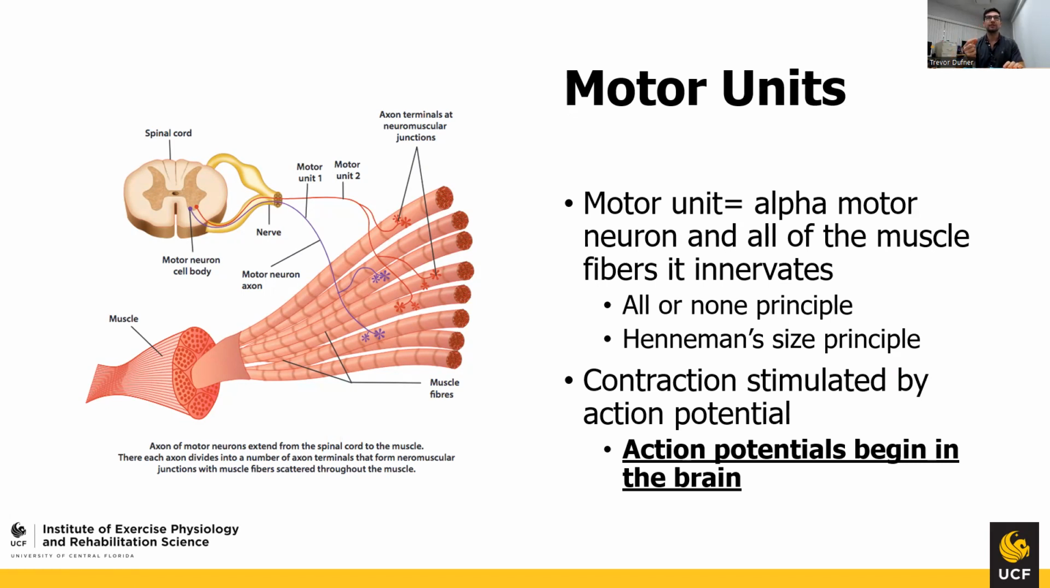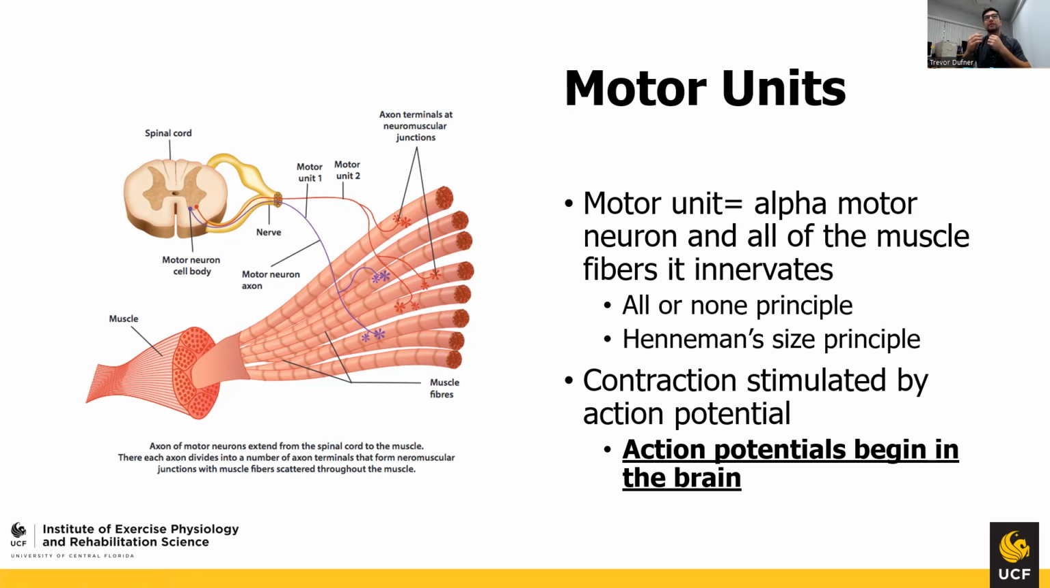Smaller alpha motor neurons are more easily stimulated, or more easy to influence. Therefore, these smaller motor units are going to be the ones that are recruited first. So as you increase the intensity of whatever you're doing, you're going to be recruiting the smallest motor units first, and then increasing in size as you increase the intensity of your lift. These motor units also follow something called the all or none principle, essentially saying that they are either firing or they're not.